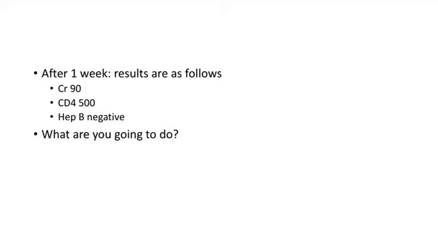result. It also gives us an idea, if it's very low, whether we should be on the lookout for unusual opportunistic infections. Sometimes there's a massive immune response, so sometimes there's quite a strong IRIS in patients with low CD4 counts. So we think about what we're going to do. If you look at those results, are there any red flags?